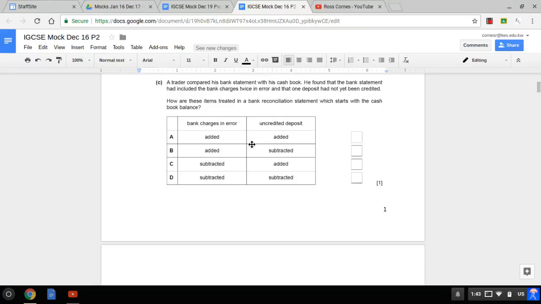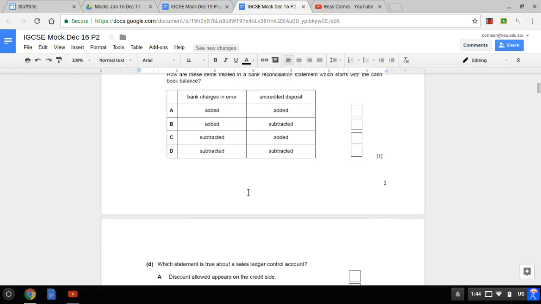C, a trader compared his bank statement with his cash book, and he found the bank statement had deducted the bank charges twice in error, and that one deposit had not yet been credited. Well, less amounts not yet credited, that's the easy one, so it's got to be one of those two. Because we're starting with the cash book balance, the bank statement will be too low because we've effectively taken the money away from the trader twice, and therefore the bank charge error is also going to be subtracted, because the balance in the cash book won't have had it taken off at all.